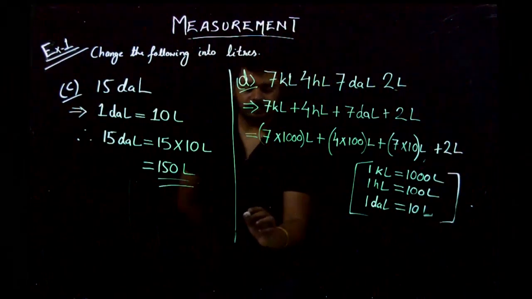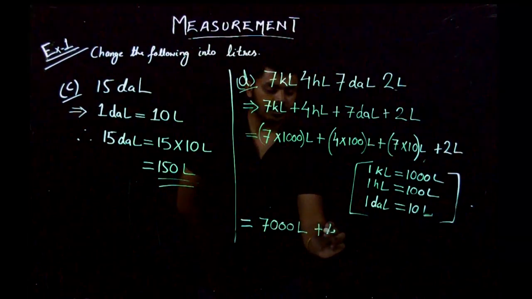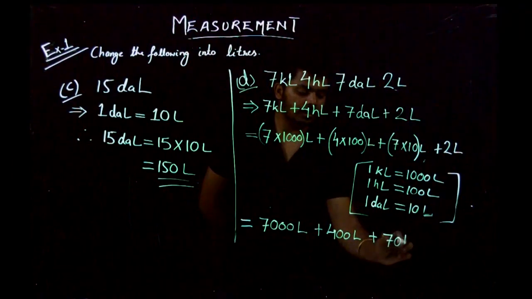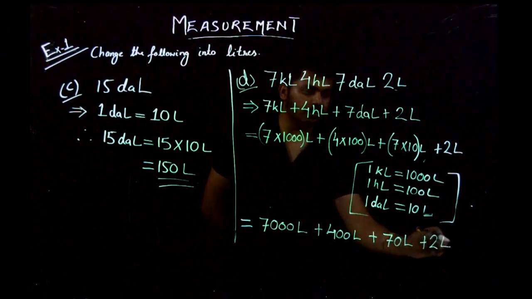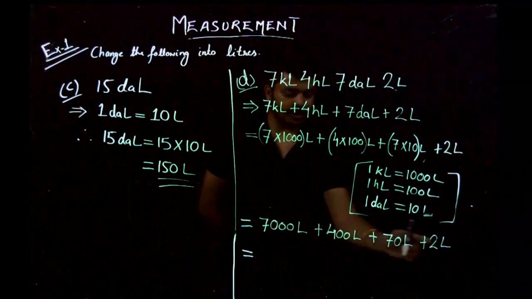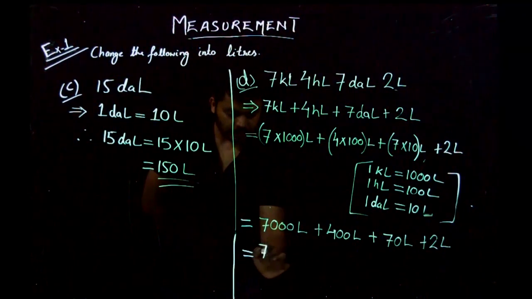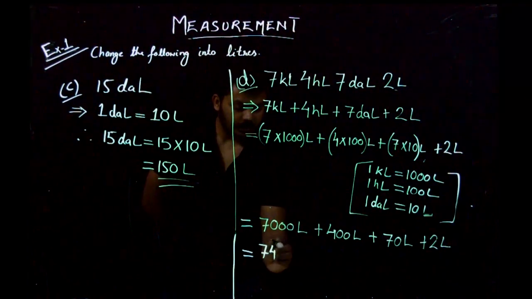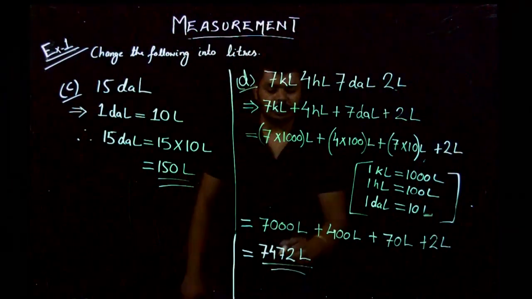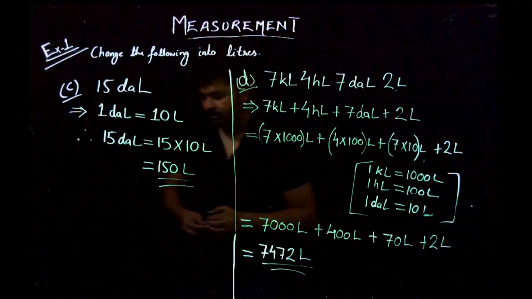Now further, 7000 liters plus 400 liters plus 70 liters plus 2 liters. So when we add up all the terms, our sum is 7472 liters. So this is the sum of all the terms expressed in the form of liters.